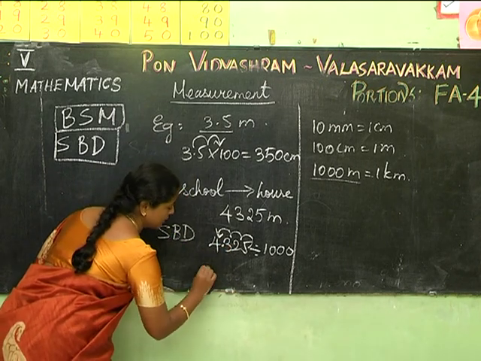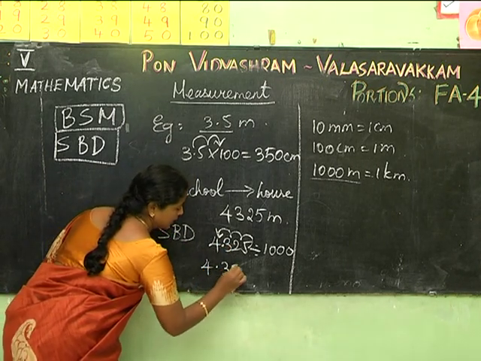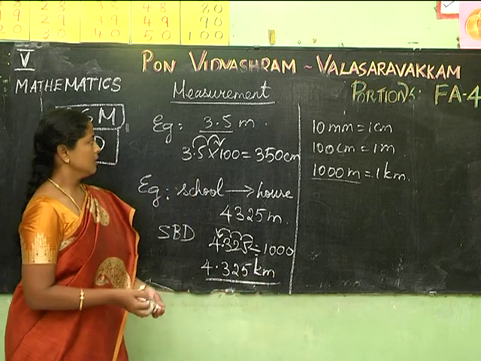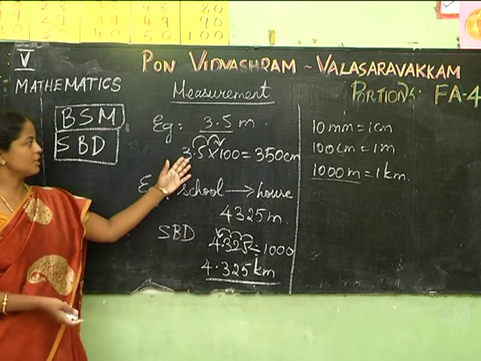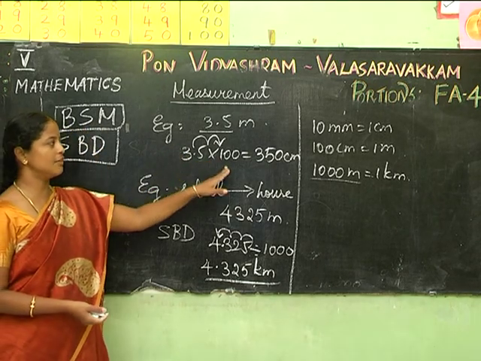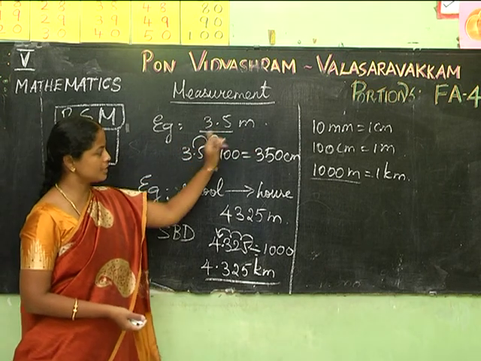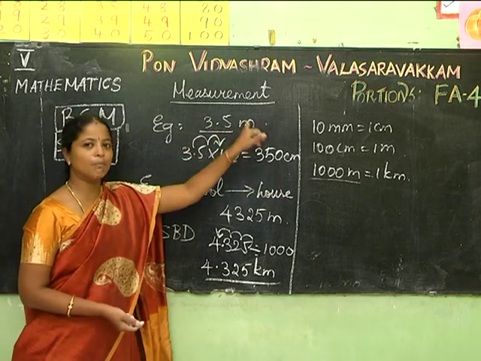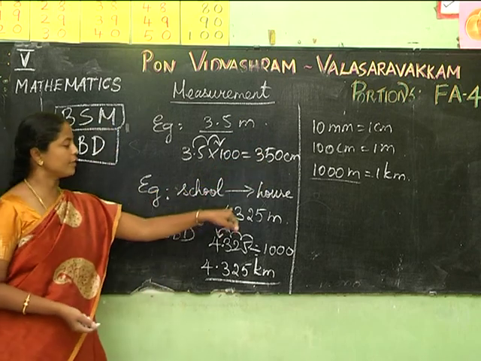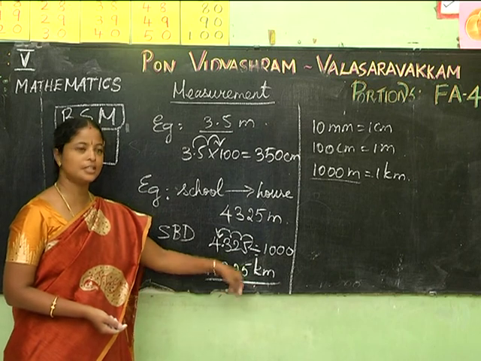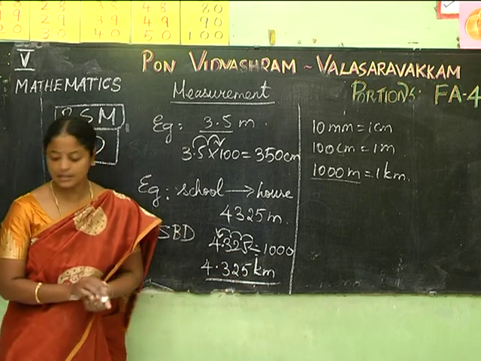So my answer is 4.325 kilometers. Did you understand what is BSM and SPD? BSM is when you convert from a bigger unit to a smaller unit. Here from meter to centimeter we multiply, and here from meter to kilometer, this is from a smaller unit to a bigger unit, we divide.